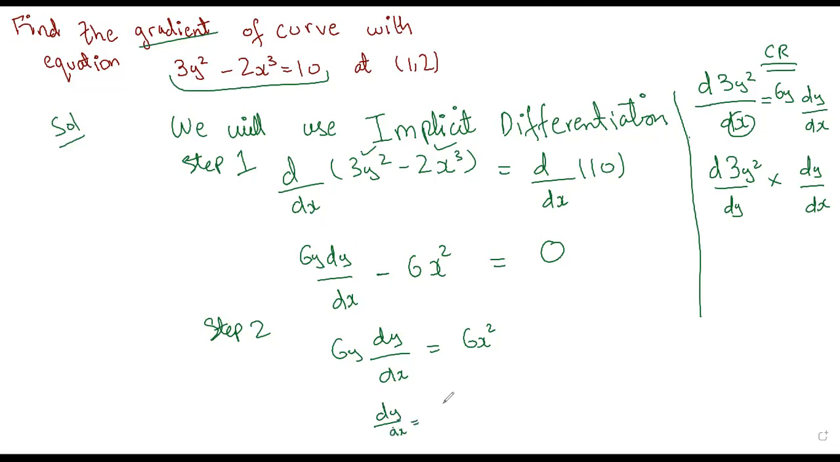And why am I doing this? Why am I separating everything from dy by dx? Because you need to find dy by dx. Excellent. So you are clear with everything. The only thing you get confused with is this chain rule, but you'll get better with that as well. So we have x squared by y. And what was the question? The question was to find the gradient at this point. So what is our next step?